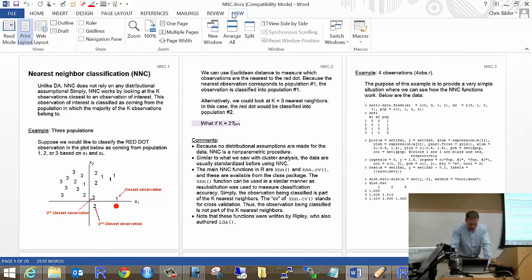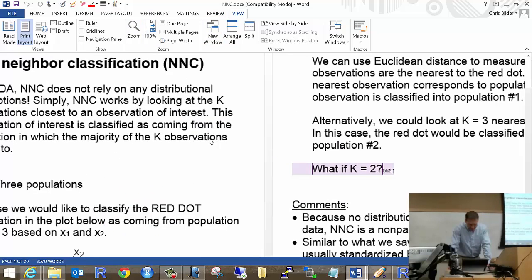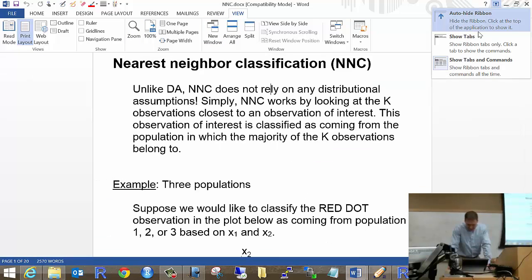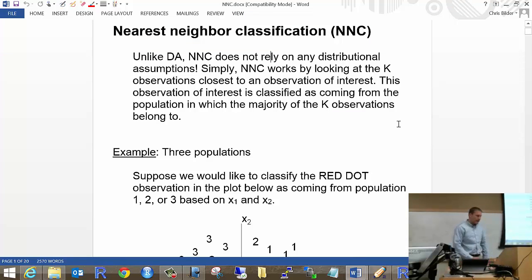Nearest neighbor classification. Discriminant analysis is what's called a parametric method. If you haven't heard that term before, parametric means that we are using some underlying distributional assumptions, such as a multivariate normal, and that's what was used to derive the method. There are also what are called nonparametric methods, meaning you are not using any kind of underlying distributional assumptions. Nearest neighbor classification is a nonparametric method. So there's less assumptions.